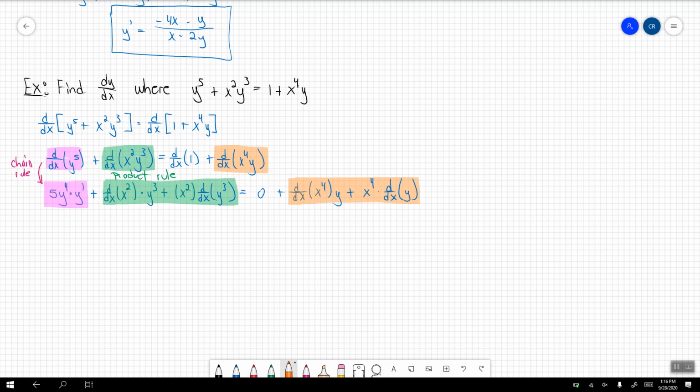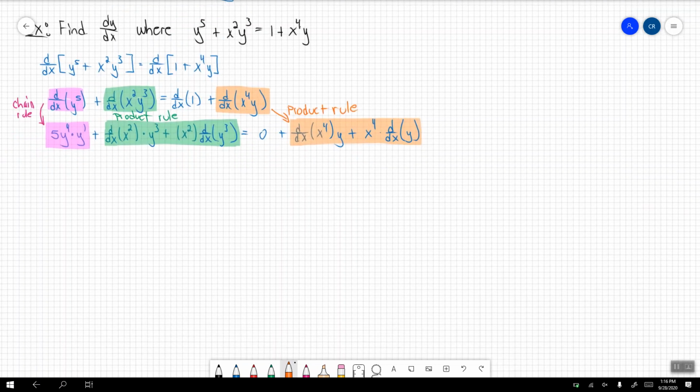All right. So again, product rule once again. Perfect. So let's go through and let's simplify wherever we can. For the first term, can't simplify any further. We're left with 5y to the fourth multiplied by y prime. Second term, this can get simplified because now we can apply the derivative, which means we're going to be left with 2x multiplied by y cubed.